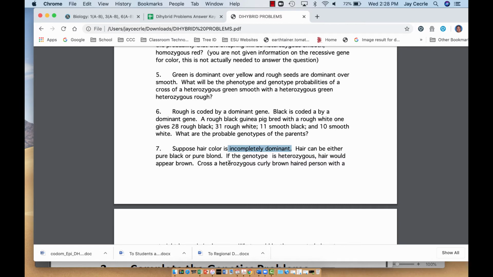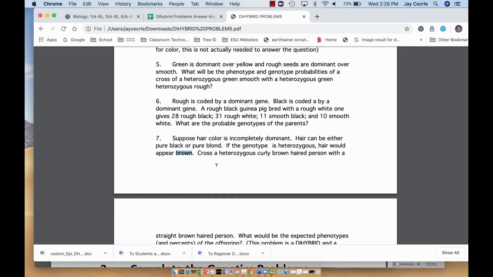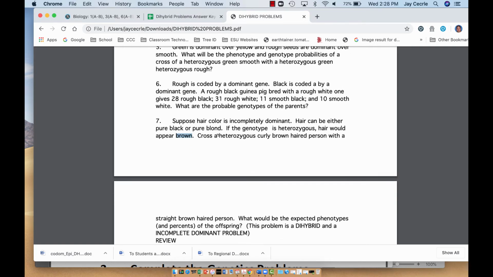It says hair can either be pure black or pure blonde. It says if the genotype is heterozygous, the hair would appear brown. So black and blonde, neither one are dominant, because when you put them together, you get brown. And it doesn't say anything about the curly until here. It says heterozygous curly. Being heterozygous means it contains a dominant and a recessive allele. Curly must be the dominant trait, and the opposite of curly is going to be straight. So dominant is curly, so we'll probably use a capital C for that one. And then straight, we'll use a lowercase c.